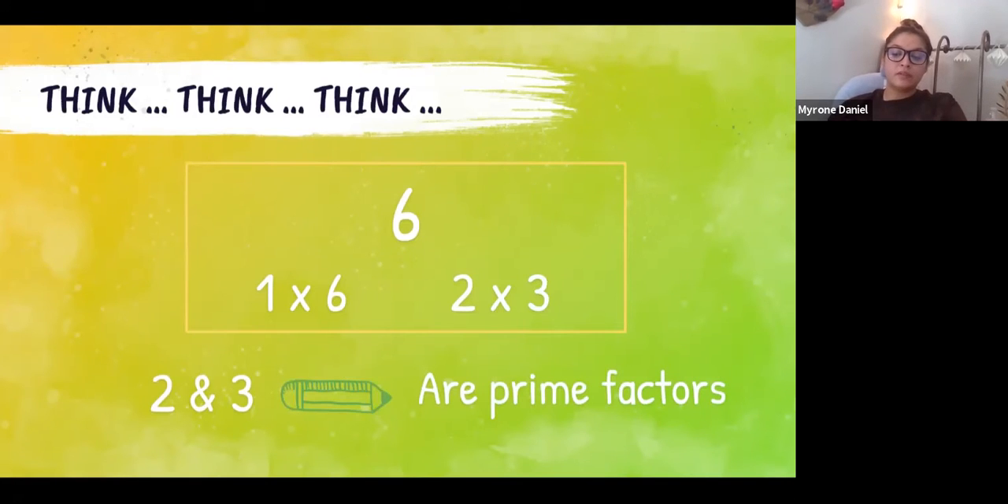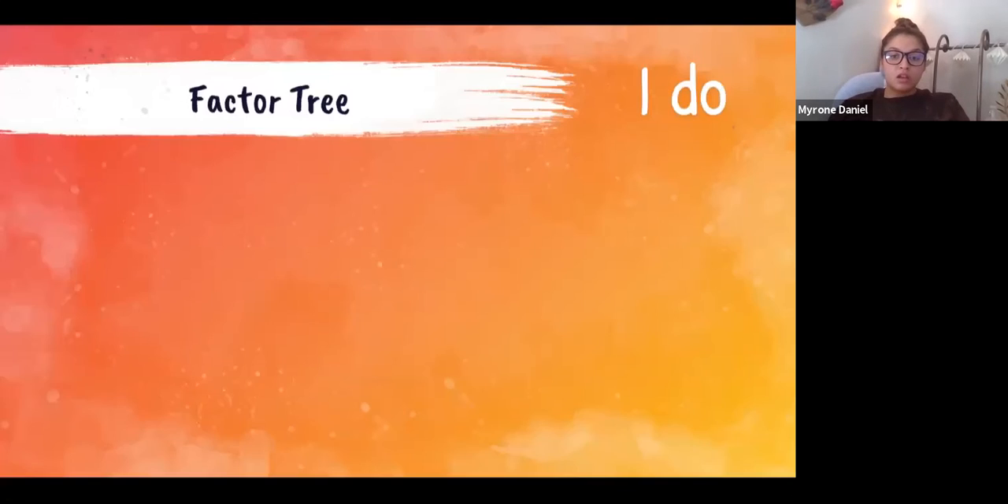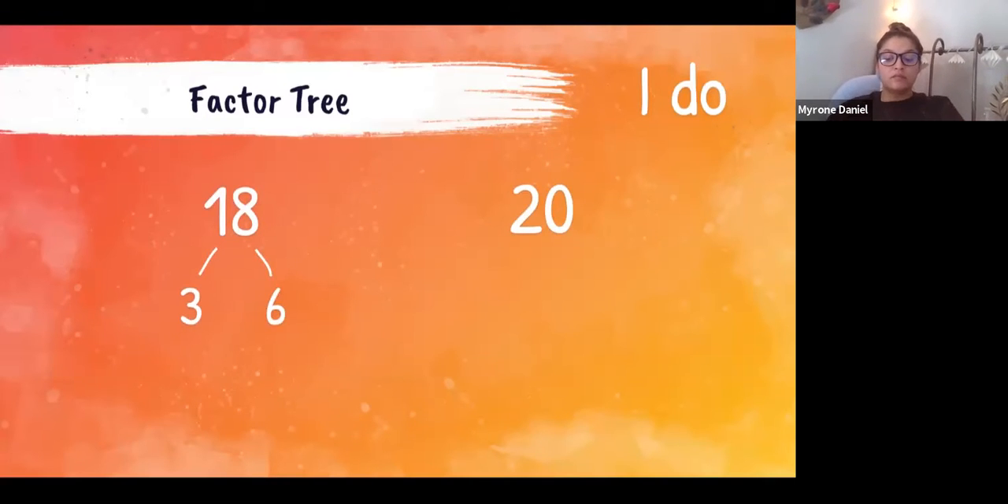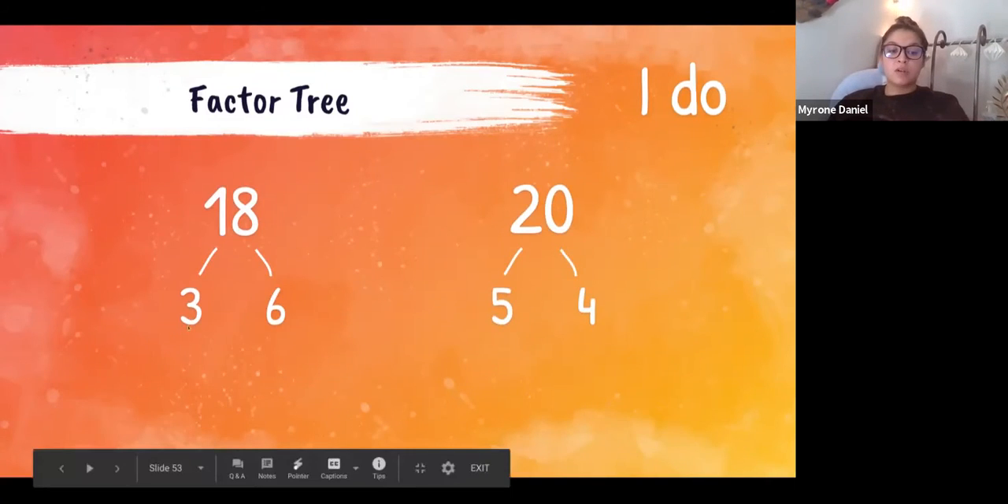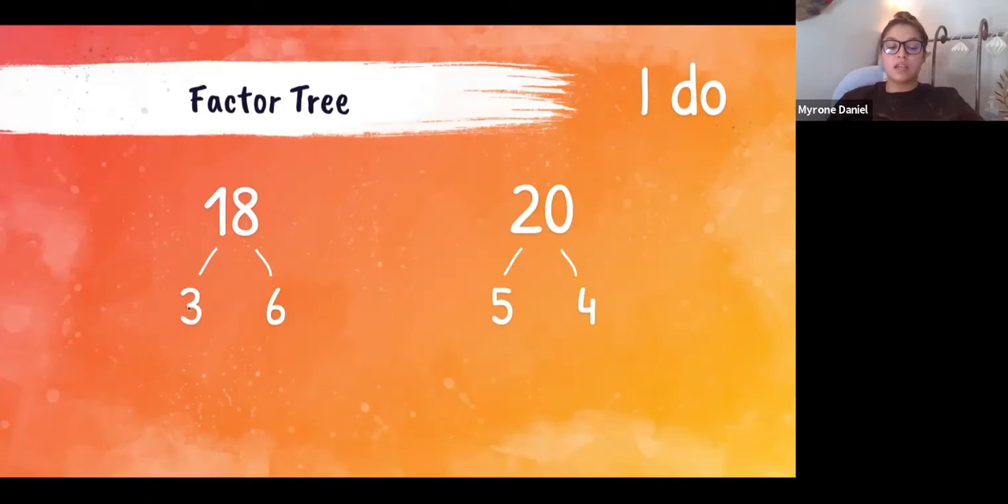So now we're going to do a factor tree. I want you to see these numbers. This is my I do. We have 18 and 20, and we want to break these numbers down. So 18 could be 3 times 6. That's broken down into a tree, but it can still be broken down further. And then we have 20. That's 5 times 4. Now, looking at these numbers, 3 is going to be a prime number.